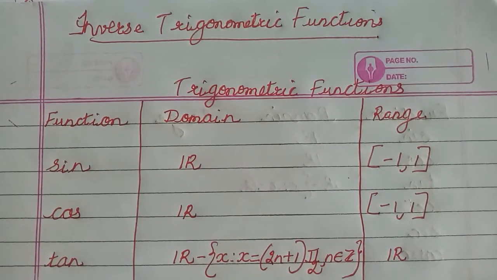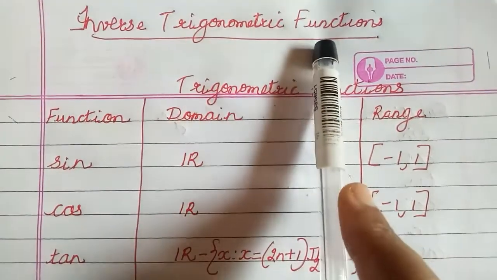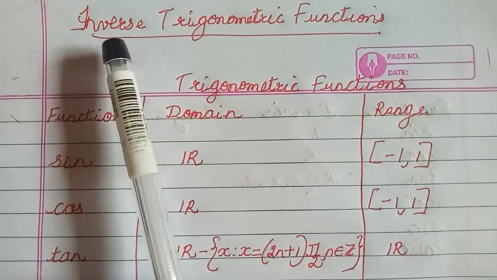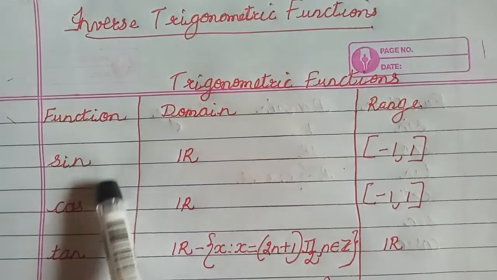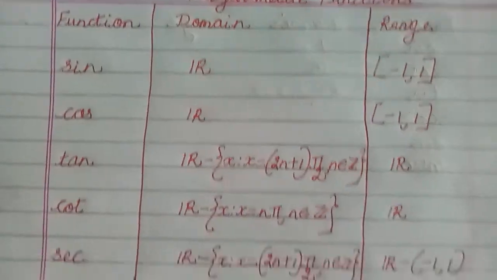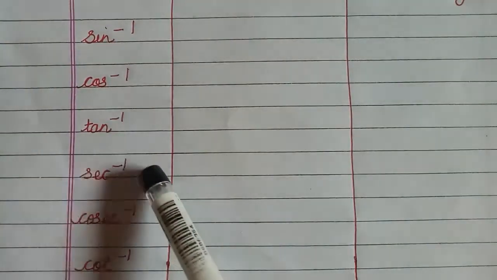What do you mean by inverse trigonometric function, children? Trigonometric functions you already know. This year you have learned the concept of inverse. So you are going to find the inverse for all the trigonometric functions. That means I am going to find sine inverse, cos inverse, tan inverse, sec inverse, cosec inverse and cot inverse.